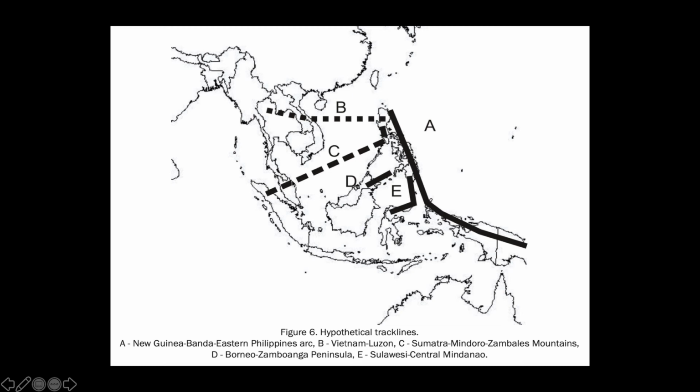And then we have Sumatra to Mindoro, Zambales Mountain. We have a solid route from Borneo to Zamboanga. And we also have Celebes, Sulawesi, to Central Mindanao route.